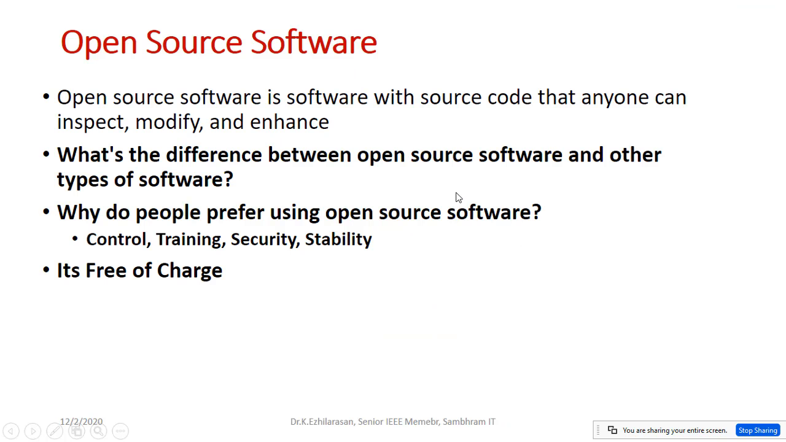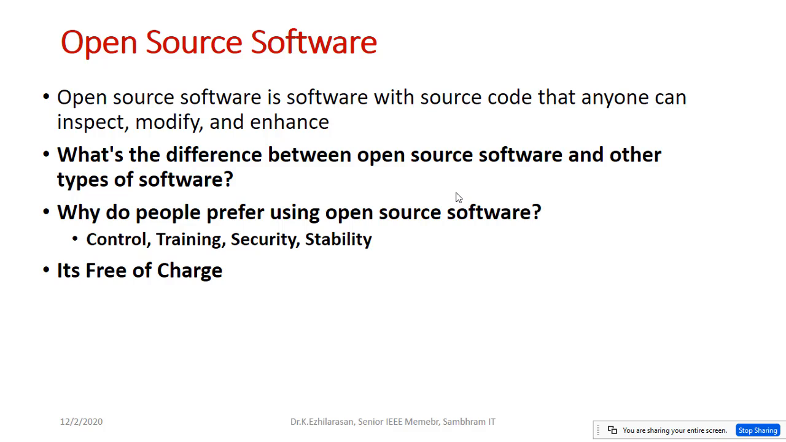So as you know, what is meant by open source software? Normally it is software with source code that anyone can inspect, modify and enhance. It's a kind of collaborative work. Someone develops an open source software that will be in the repository. Anyone can download that, rework on that, and improve it. You can modify the programming or the logic, anything.